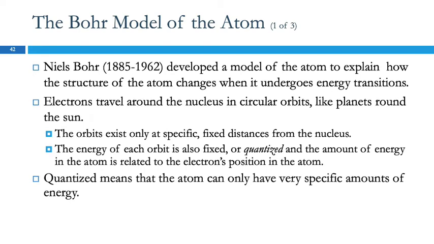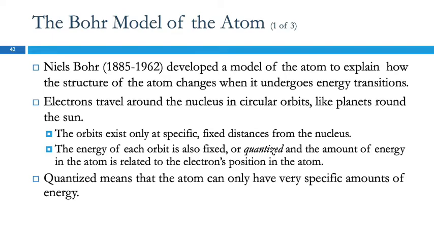So a guy named Niels Bohr, the same one with the quote at the beginning of the chapter, developed a model of the atom that explained what happens inside the atom when it undergoes energy transitions. And his model is much easier to understand than some of the other models. In his model, the electrons are traveling around the nucleus in circular orbits, a lot like the planets travel around the sun, right? So the Earth goes around the sun, and you can predict where it's going to go, right?